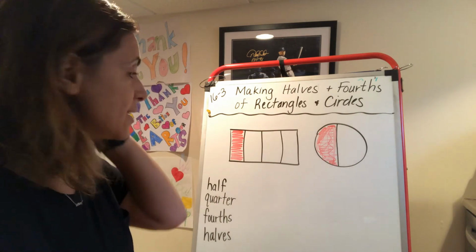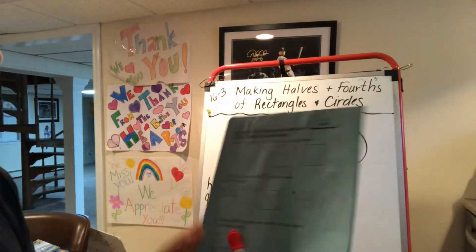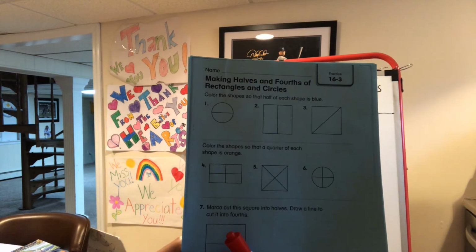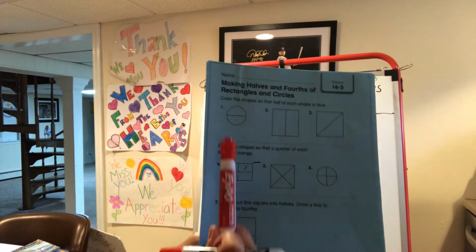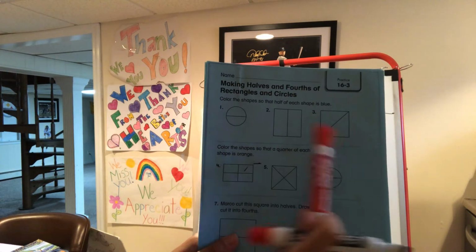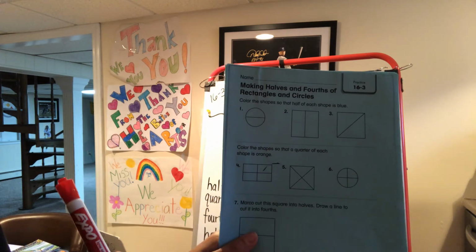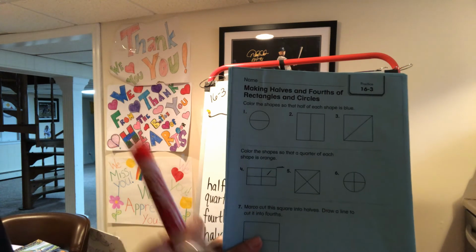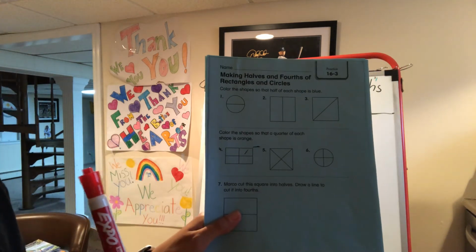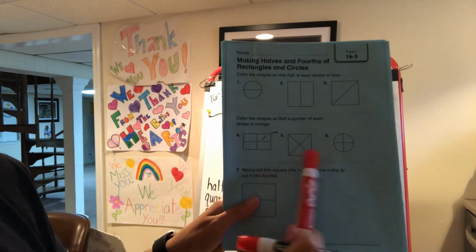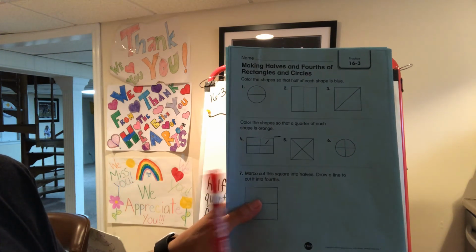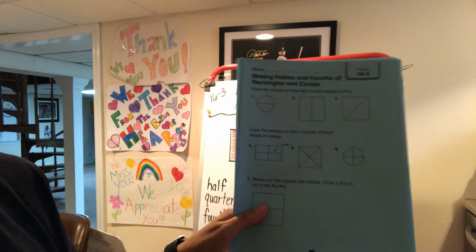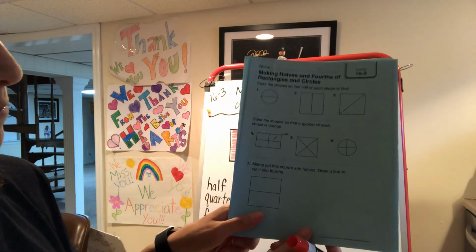And that's what you're going to be working on today. You're going to be looking at shapes that are divided for you. This is the paper. Making halves and fourths of rectangles or circles. You're going to look at the shapes. As you can see here, all of these are divided into 2, which means they're divided in halves. And the directions want you to color the shape so that half of each shape is blue. Only 1/2 or 1 out of the 2. 4, 5, and 6, you see the shapes divided into 4 parts or quarters. It's a quarter. Color the shape so that 1/4 of each shape is orange. Only 1 out of the 4 is orange.